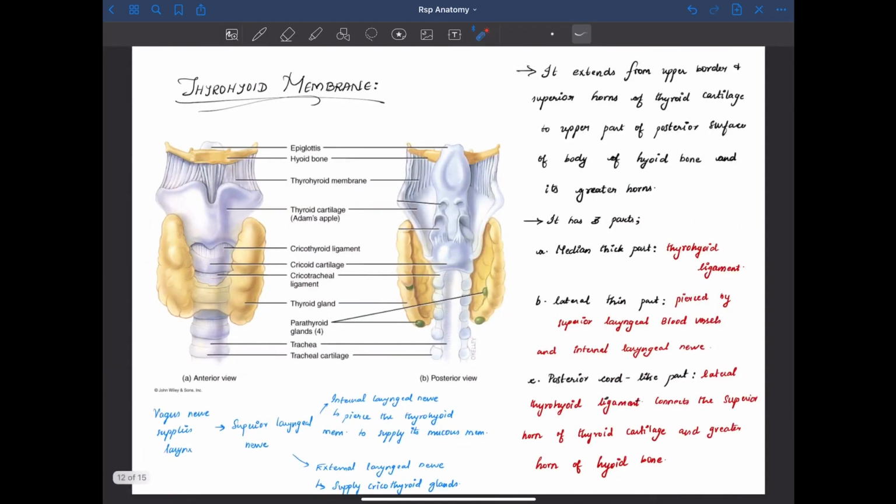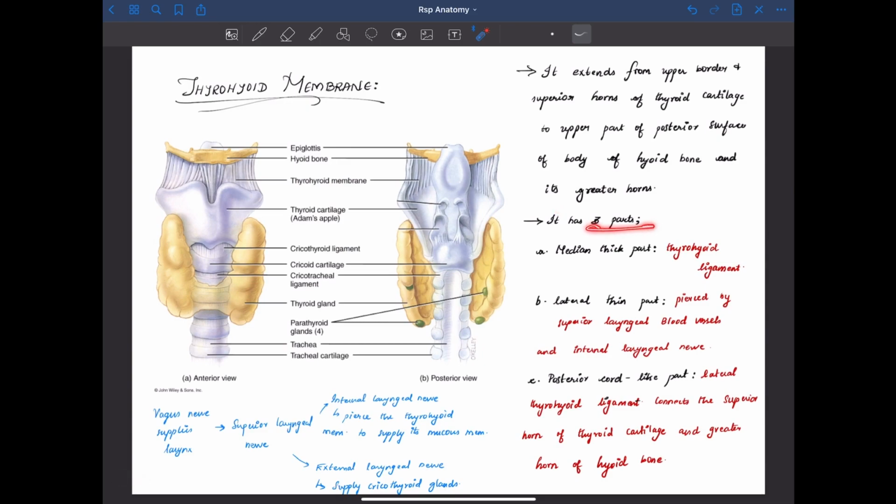Now the biggest ligament, the thyrohyoid membrane. It extends from the upper border of the superior horn of thyroid cartilage. You remember, right? We just saw the superior border of the thyroid cartilage. You can see here, this is the superior border and superior horns of thyroid cartilage, to the upper part of the posterior surface of the body of the hyoid bone. This is the hyoid bone. So it extends from this to this. This is the thyrohyoid membrane.